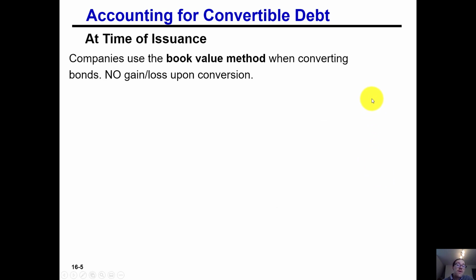When we actually convert it, so when the bondholders decide to convert some of their bonds into common stock, we're going to use the book value method, no gains or losses upon conversion. Why is that? Well, we don't record gains or losses on transactions with shareholders. And because they're becoming shareholders, this would be a transaction with shareholders, much like treasury stock.